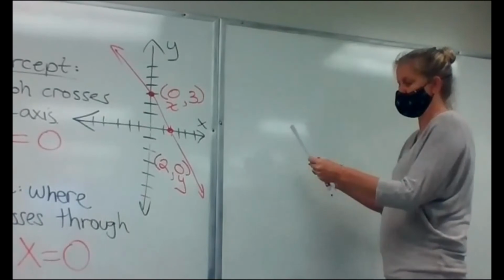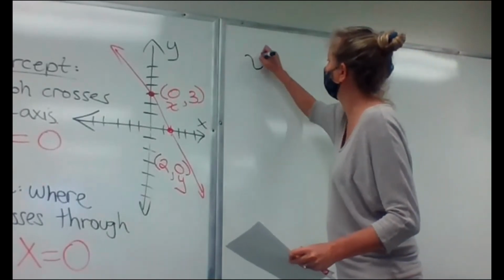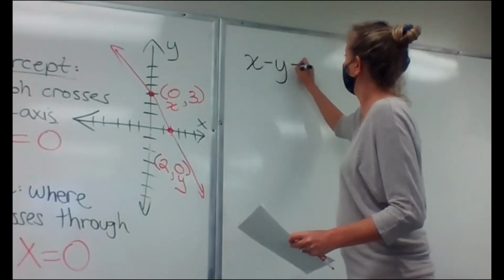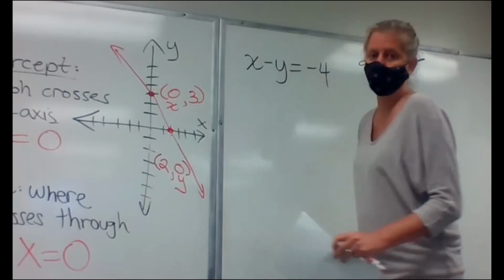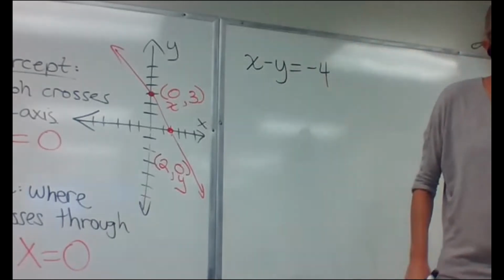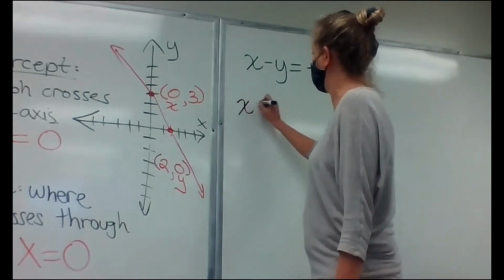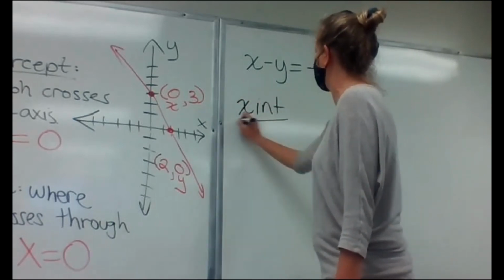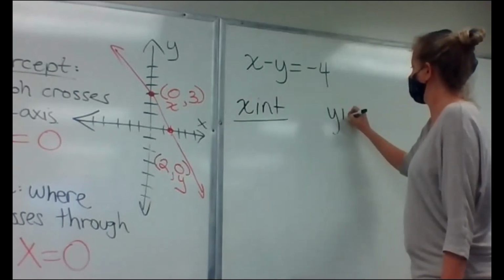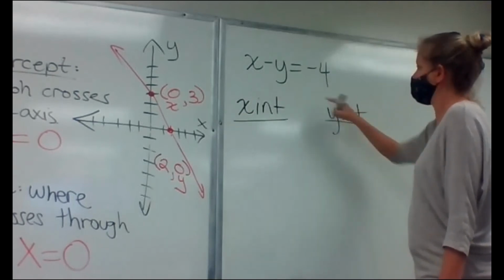So let's look at the equation of this line. x minus y equals -4. It wants me to find the intercepts, so I need to find the x-intercept, and I need to find the y-intercept of this line.